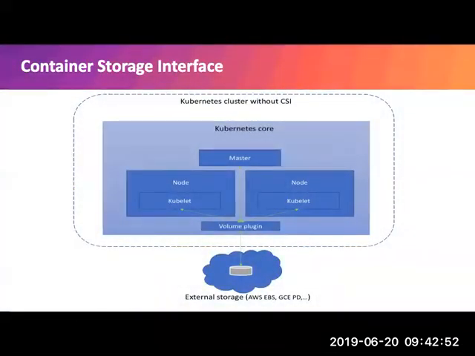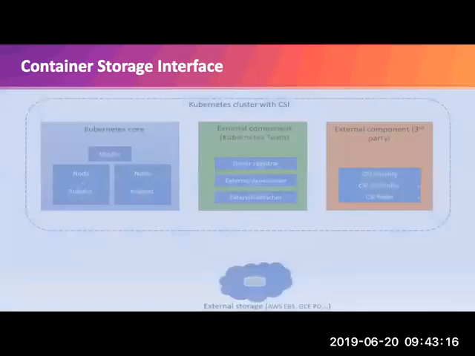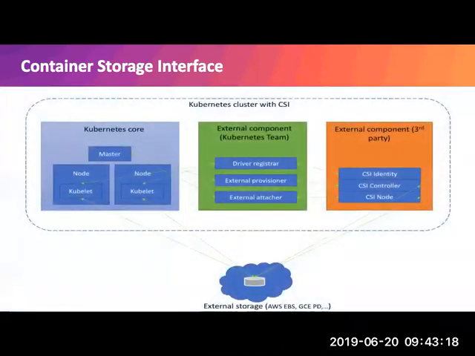CSI stands for Container Storage Interface. Before CSI, this is how things used to look. The kubelet is one of the components on the worker node which is responsible for mount and unmount operations. Typically, it used to contact the volume plugin, and the volume plugin used to talk to the external storage. Now this is the Container Storage Interface.